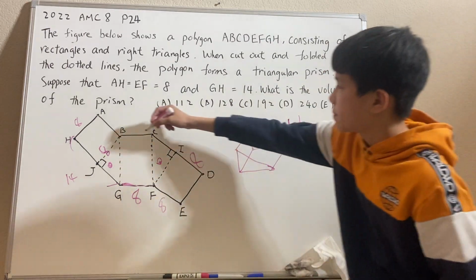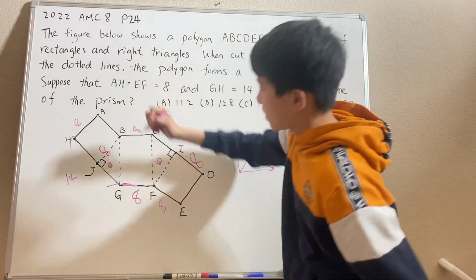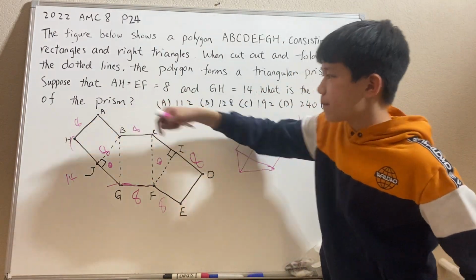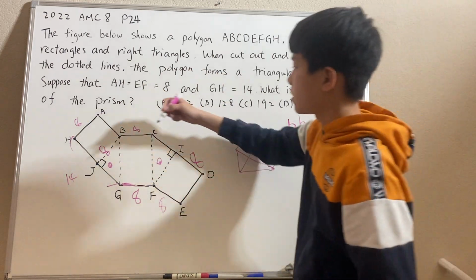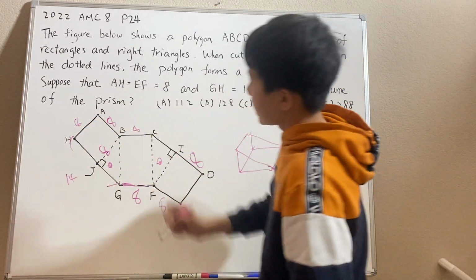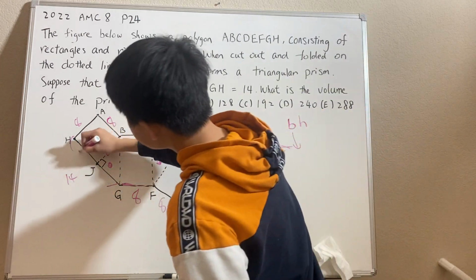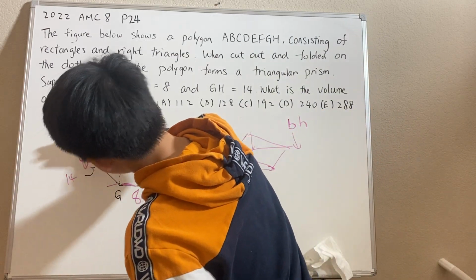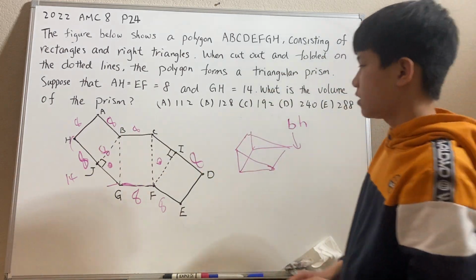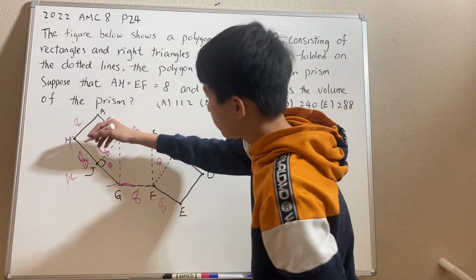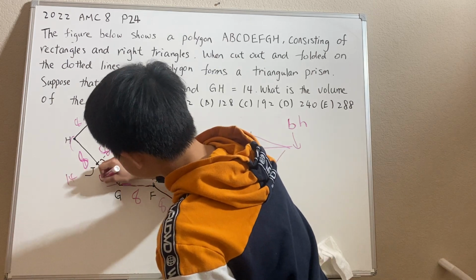And what does that mean? That means that BC is also 8, because these are parallel. And now, when AB and BC fold, it's pretty apparent that AB and BC will also become the same length. So AB is 8. And since AB is parallel to HJ, HJ is 8. Since HG, the total, is 14, then JG will equal 14 minus 8, which is 6. So JG is 6.